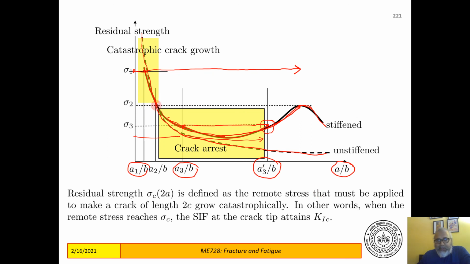So this is the limiting crack length. Sigma 2 is the limiting residual stress, at which you will exactly get two solutions to the crack length. These are the two solutions to the crack length. Any crack length larger than A2B, up to this point, any crack length in this region for the stiffened plate will lead to arrest of the crack. It will start to grow, but then the residual strength rises again as it reaches close to the stiffeners, and then it will stop.